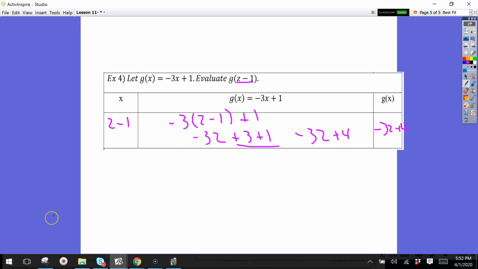So I hope that you found this video useful on how to evaluate using function notation.